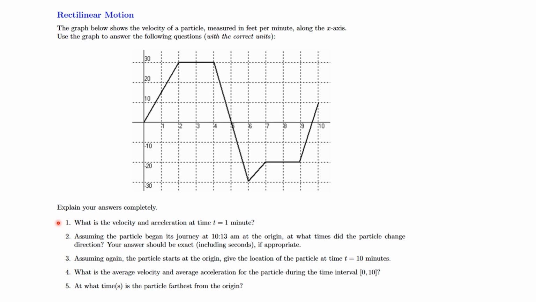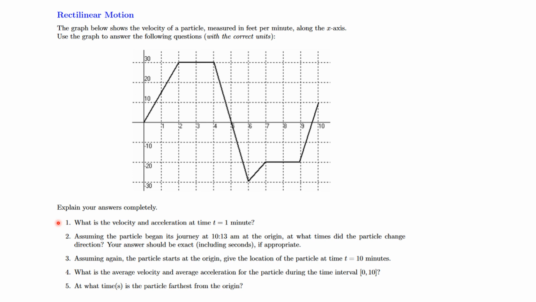Number 3, assuming again the particle starts at the origin, give the location of the particle at time t equal 10 minutes. Number 4, what is the average velocity and average acceleration for the particle during the interval from 0 to 10 minutes. And last but not least, number 5, at what times is the particle furthest from the origin? And although I didn't ask it, I could have asked you how far is it from the origin as well.